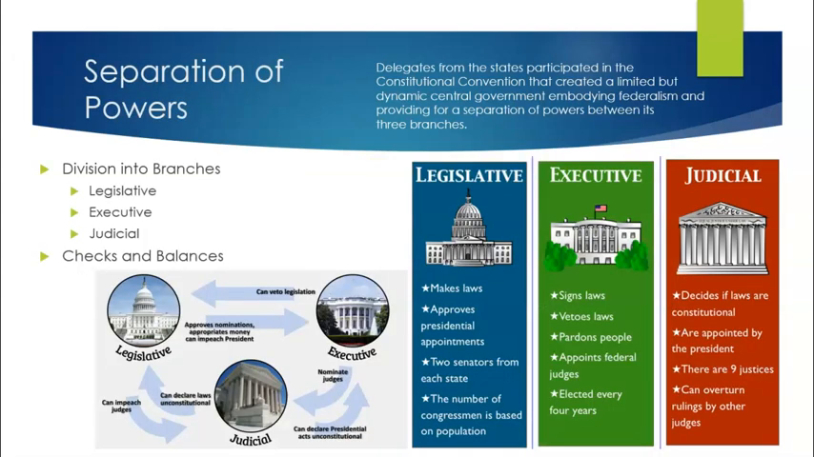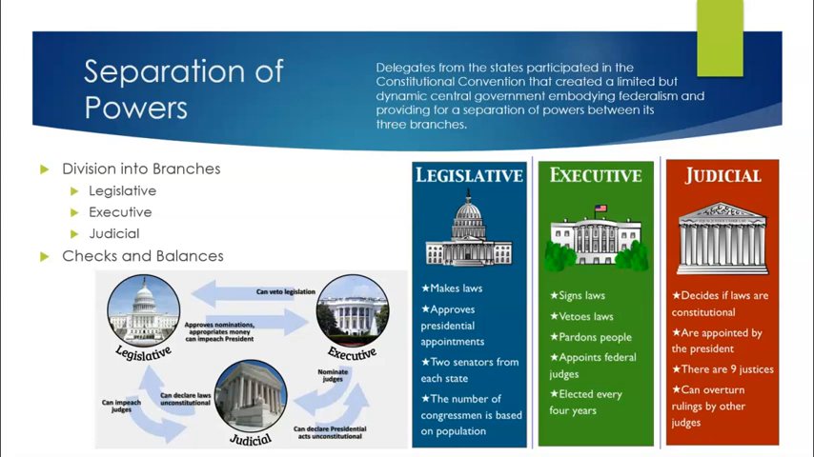Now, as for the second major theme of this new government, we have the idea of the separation of powers. This means that the new national government is separated into three branches. The legislative branch, or Congress, is responsible for making laws. The executive branch, that is, the president, is responsible for carrying out and enforcing the laws. And the judicial branch, or the Supreme Court, is responsible for interpreting laws to make sure they follow the Constitution.